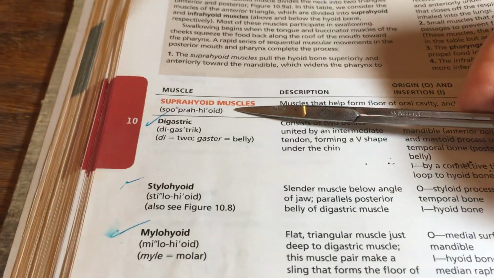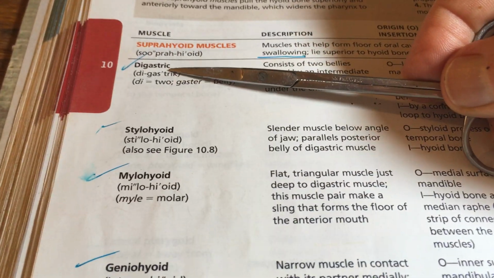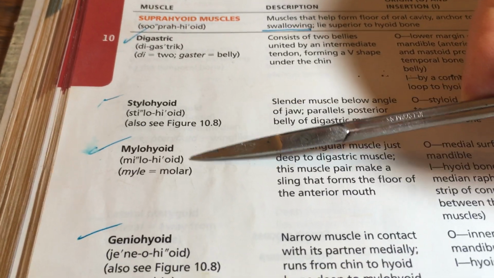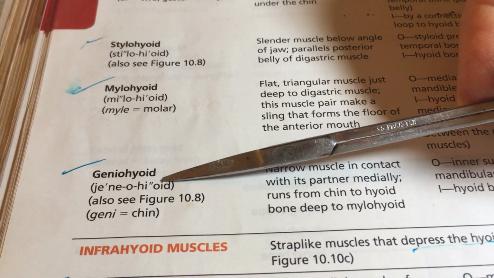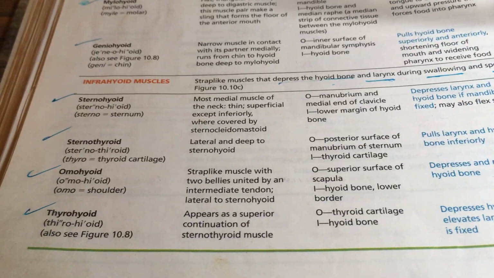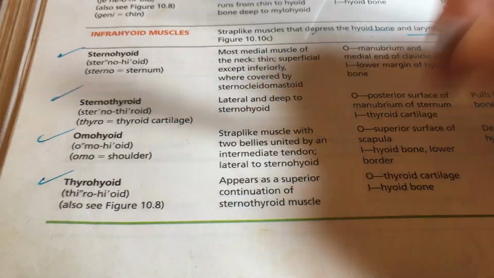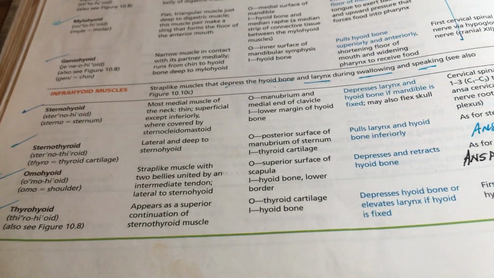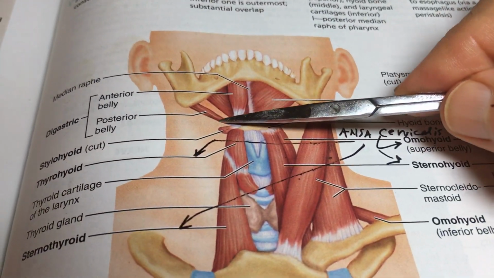So there's muscles above the hyoid, and they're listed right here: the digastric, the stylohyoid, the myohyoid, and the geniohyoid. These are all above the hyoid bone. These are all below, and we take these as a group right here, those four, just the way you like it. Here is the hyoid bone right here.